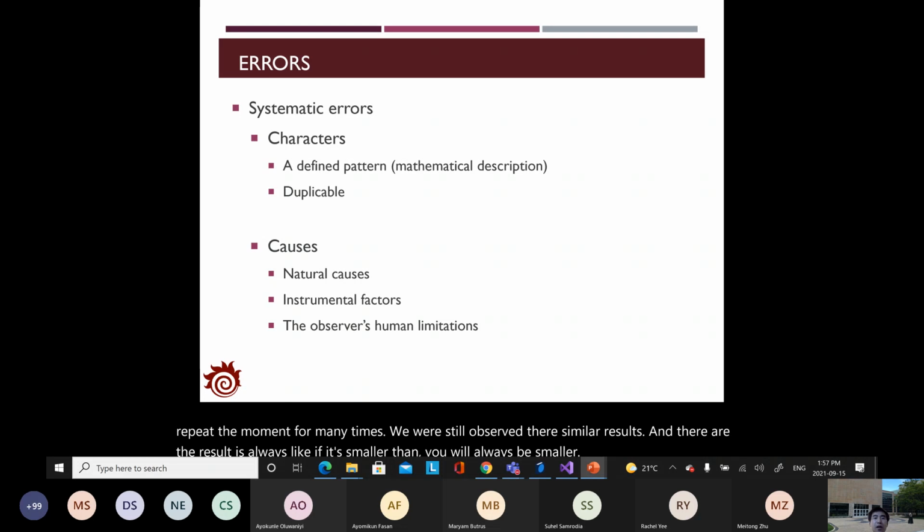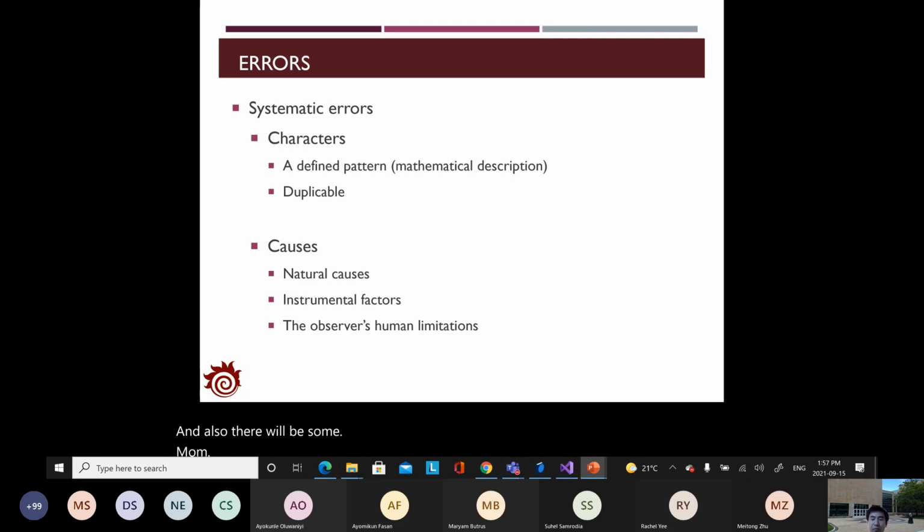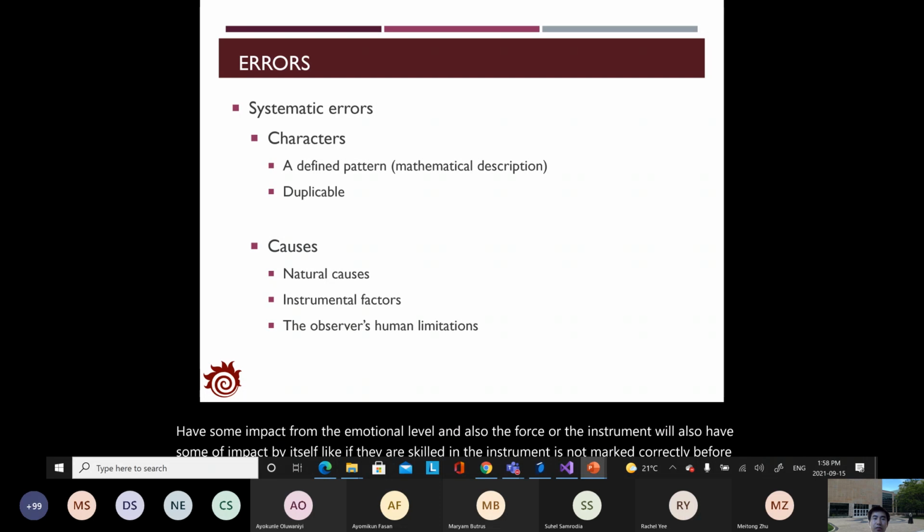Usually this kind of error is caused by the natural environment. For example, the temperature: if the temperature is high, your measured distance will tend to be smaller. There will also be some impact from the moisture level and the force. The instrument itself can also have an impact. If the scale on the instrument is not marked correctly, it will also give wrong readings.